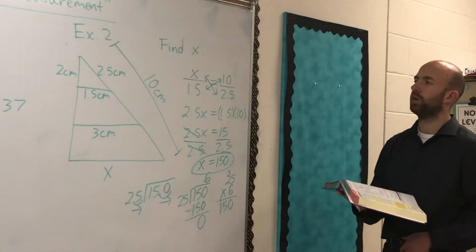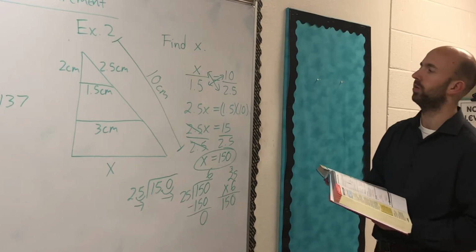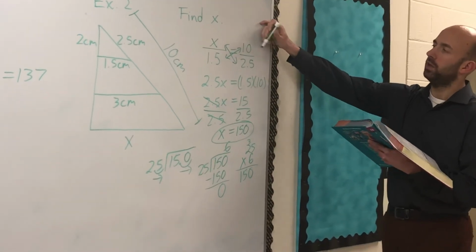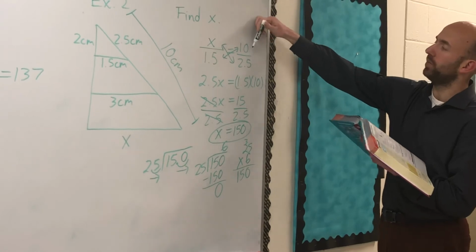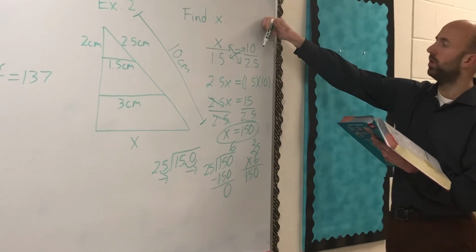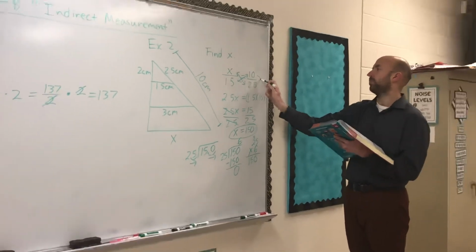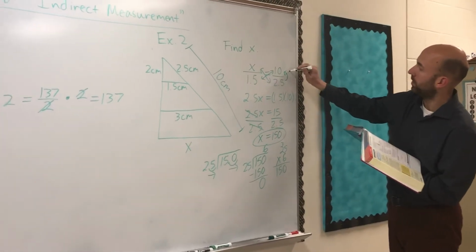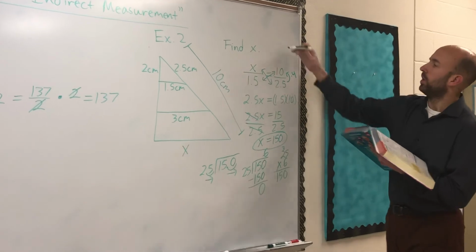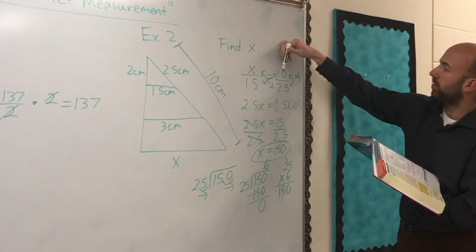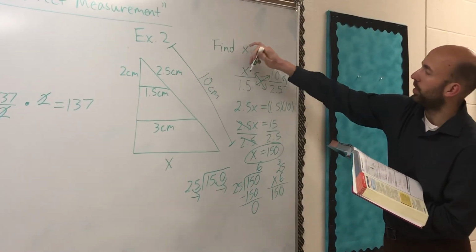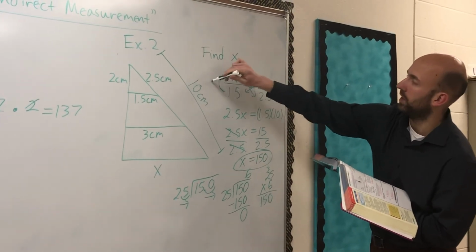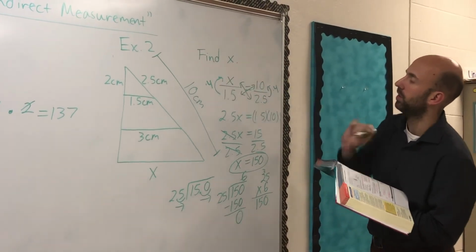So that cross products method works for all situations. A shortcut for this particular problem would have been to notice that 2.5 goes into 10 4 times. So yeah, 2.5 times 4 is 10. And since these are equal fractions, the bottom number of the first fraction must also be multiplied by 4 to get the top number in the first fraction.